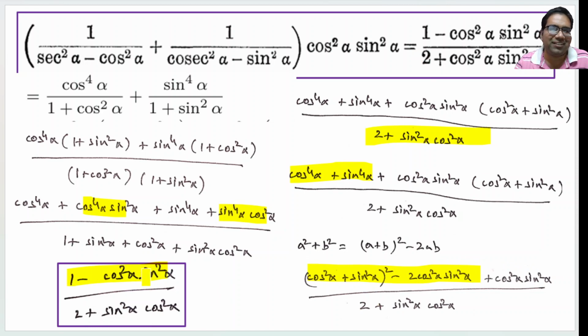The denominator we have already reached. We just need to manipulate the numerator. That's how we have manipulated it, and we have proved this. Right, guys?